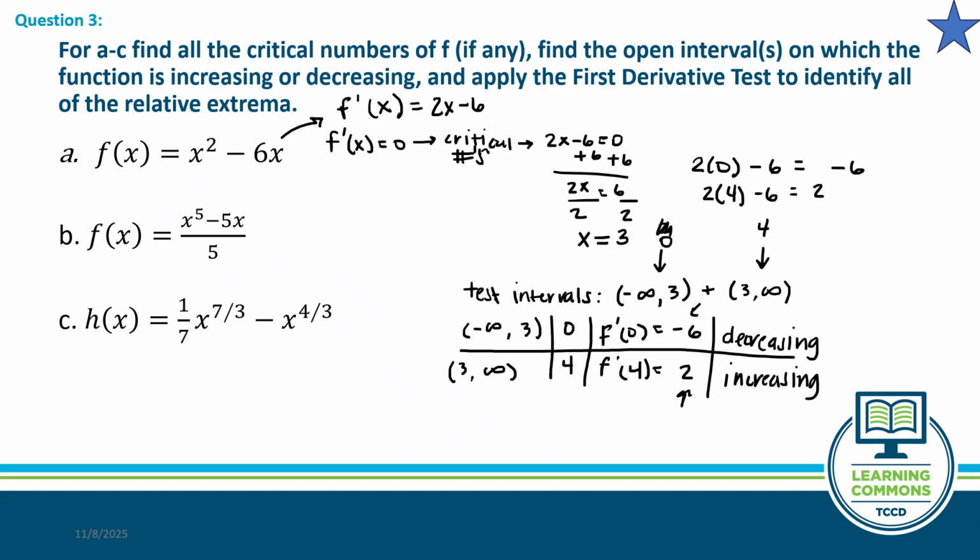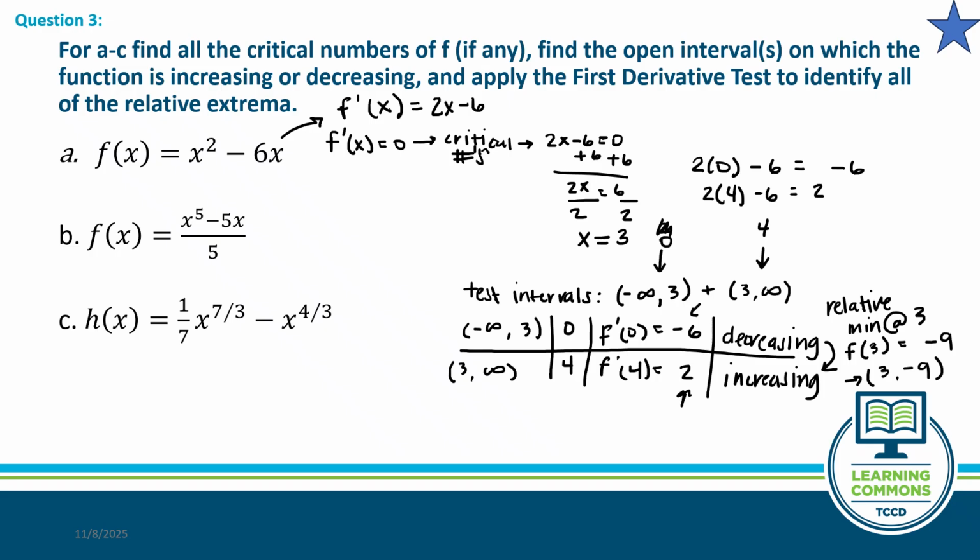Now, because I go from decreasing to increasing, I'm going to have a relative minimum here at 3. To get my actual minimum, I'm going to plug it into my original function to get -9. And that point, my relative minimum, the actual point will be this point. So if I go from decreasing to increasing, it's a relative minimum.